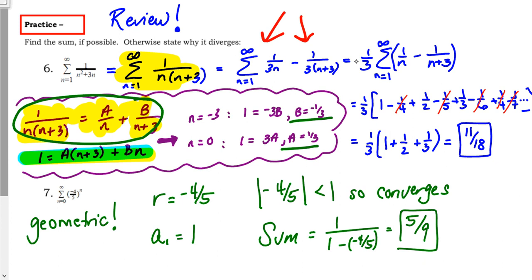Question 7, a little bit more straightforward, I hope. Geometric, ratio of -4/5. That meets our condition of the absolute value being less than 1. And then use your sum formula that we were just using earlier in this video, and you get 5/9.